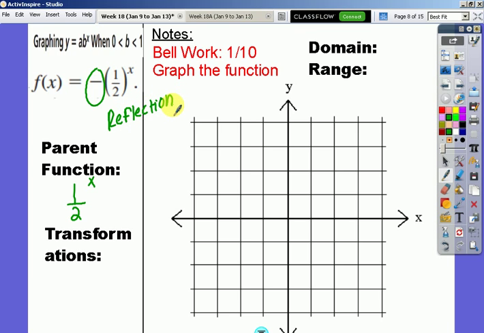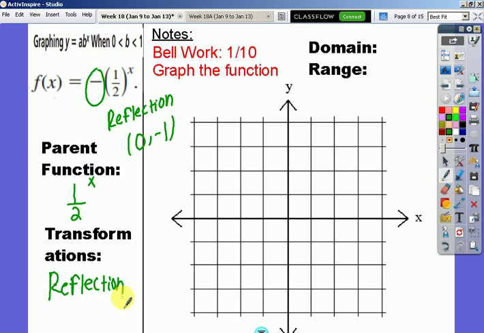The a value also tells me my y-intercept. What is my y-intercept? 0, -1. Right. Which makes sense. If I plug in 0 for x, anything to the 0th power is 1. And then with my order of operations, I take care of exponents first, so 1/2 to the 0 is 1, and then I add that negative. So it makes sense that my y-intercept is 0, -1. All right, reflection over here.